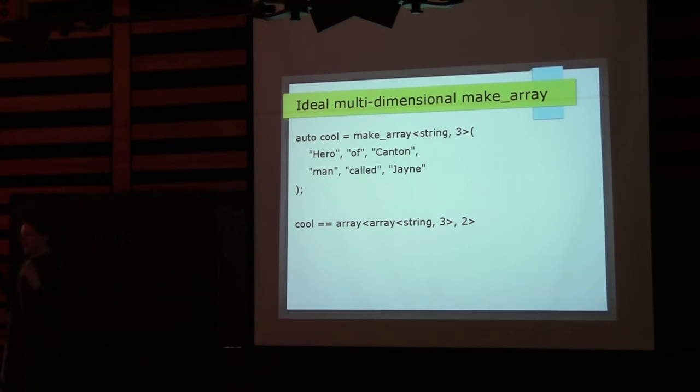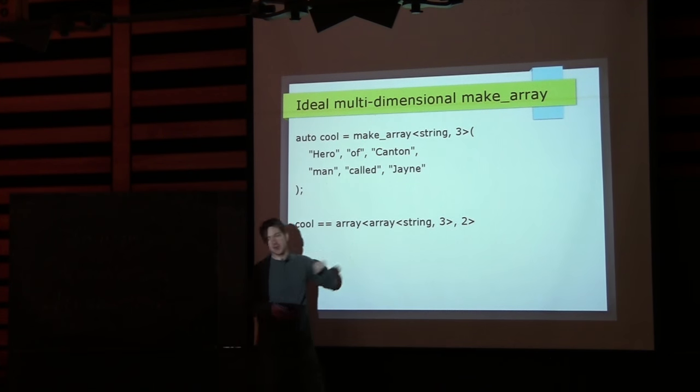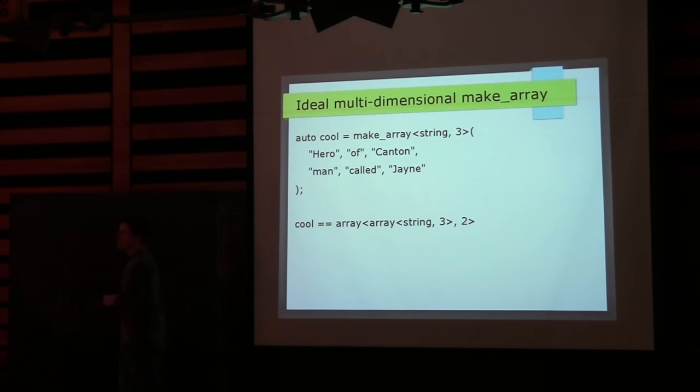Let's consider our ideal multidimensional make array. It would look something like this. We'd say make array, we'd give it the type, and we'd specify all but that one final dimension, and we'd use it like this. And the type of cool would be an array that contains two arrays of three strings. So this is where we want to end up. How do we get there?